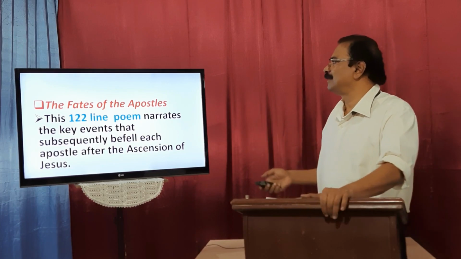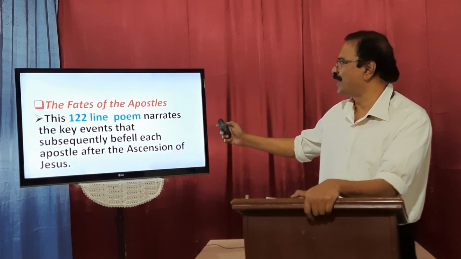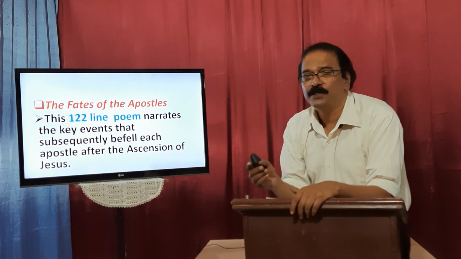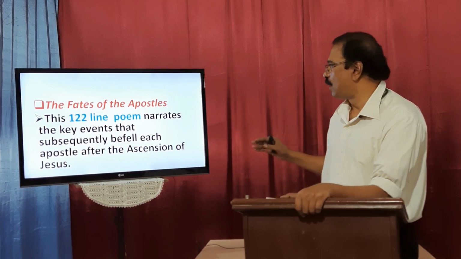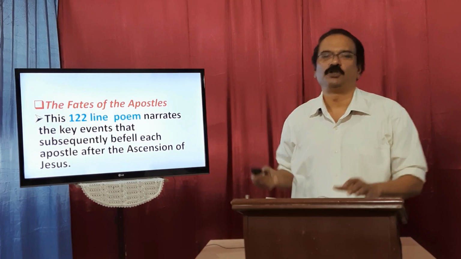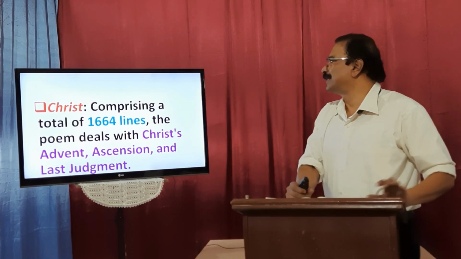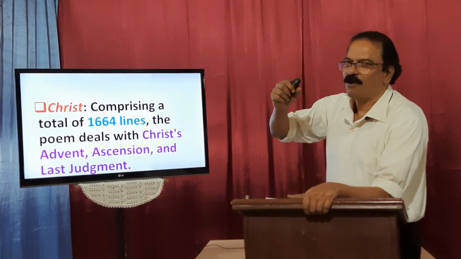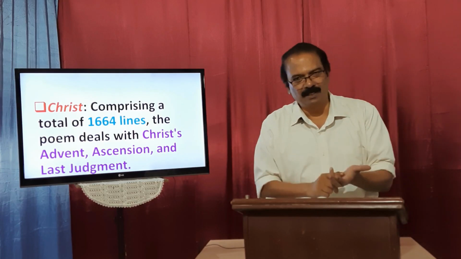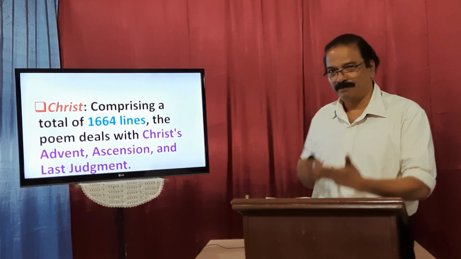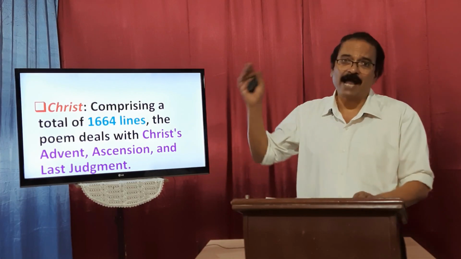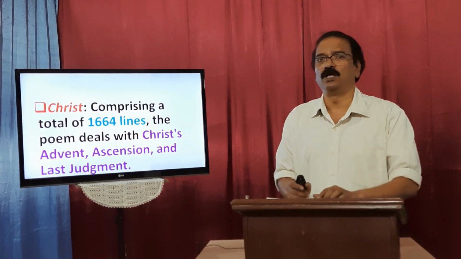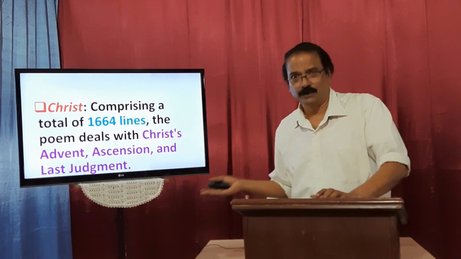This 122-line poem narrates the key events that subsequently happened to the apostles of Jesus after his ascension to heaven. Christ comprises 1,664 lines. It is a very long poem which deals with Christ's birth, his coming into this world, his mission, his ascension into heaven, and also talks about the final judgment, when Jesus Christ will return to this world to judge the people. I think most of you know this.